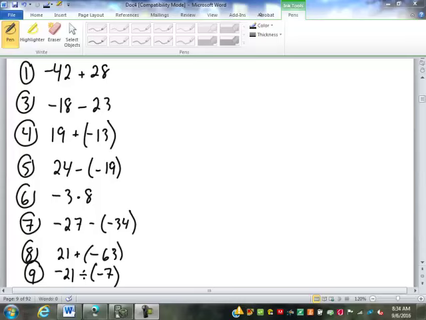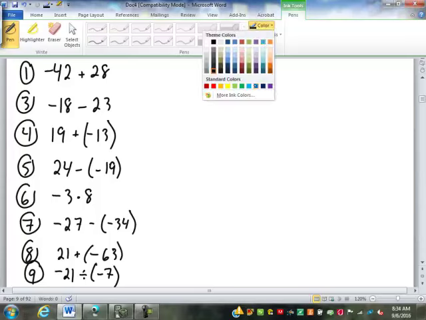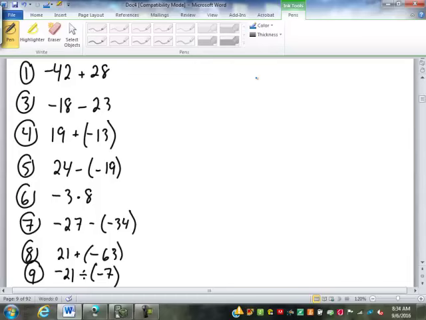Okay, so for the first one here, what'd you come up with? 14. Negative 14. Very good. Start at 0. You got a negative 42. Positive 28 goes the opposite direction, but shorter.